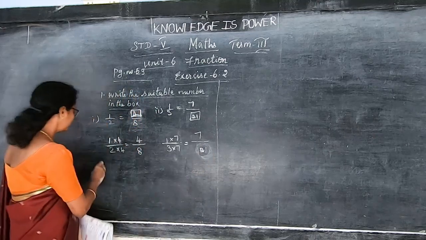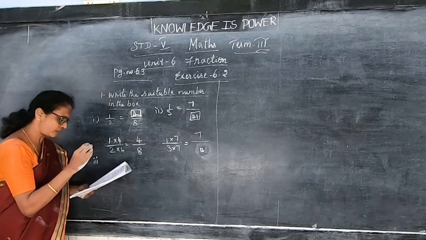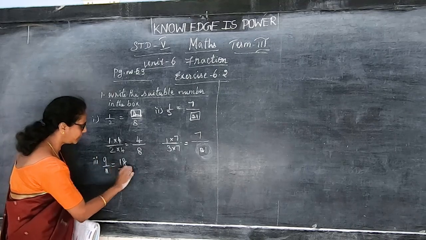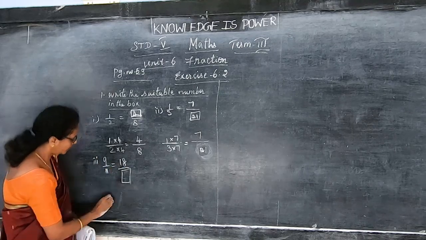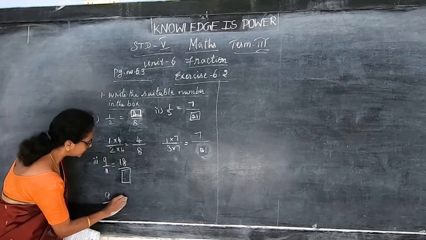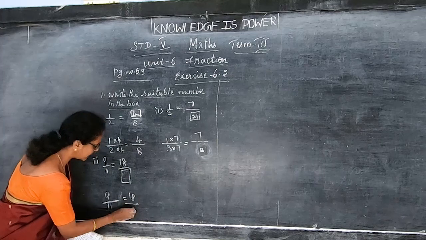So the answer is 21. Can you understand? Now the third sum: 9 by 11 is equal to 18 by box. Now 9 by 11 is equal to 18 by dash is given.